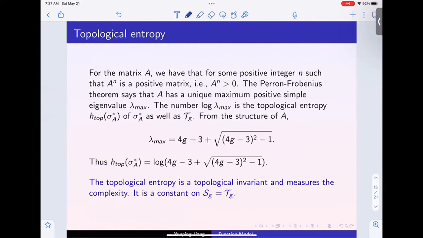Okay, so the reason we introduce this function model is because we can bring a lot of concepts from dynamical systems into the study of this Riemann surface, right? So the first thing in dynamical systems is a very important concept called topological entropy.